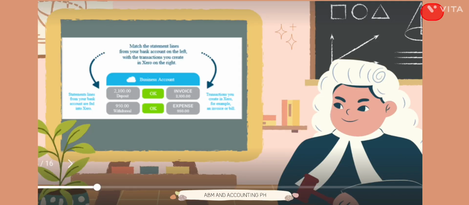Now, this is the diagram that Xero created for you to better understand how to reconcile a transaction. So, sabi ni Xero, ima-match natin yung statement lines from your bank account on the left, with the transactions you created in Xero on the right. If these are indeed the transactions that the statement lines from your bank account are matched with, you may click OK. I-click mo lang OK and then that is the end of your reconciliation.